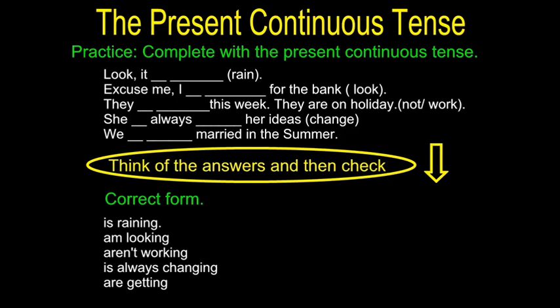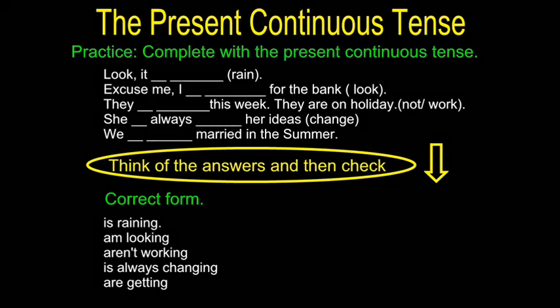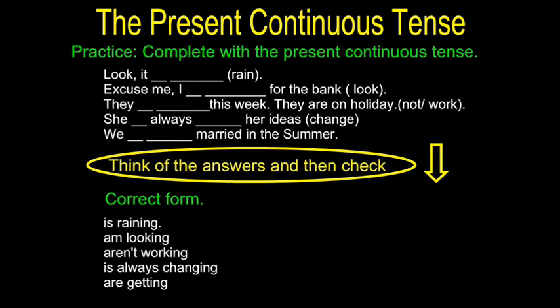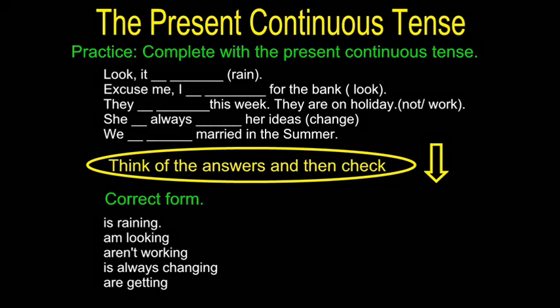The answers are, look, it is raining. Excuse me, I am looking for the bank. They aren't working this week. They are on holiday. She's always changing her ideas. We are getting married in the summer.